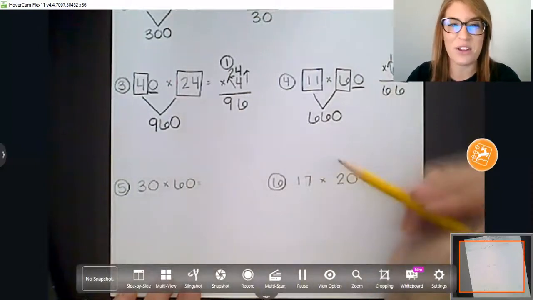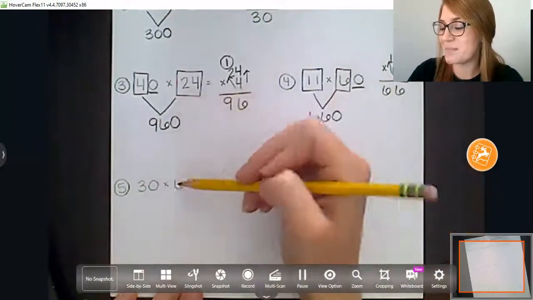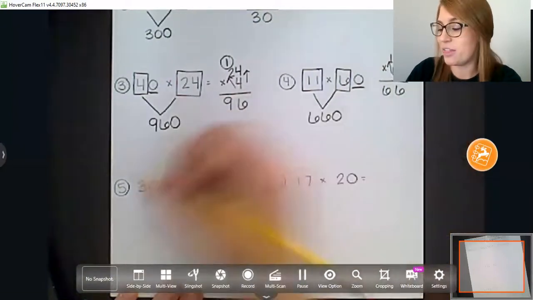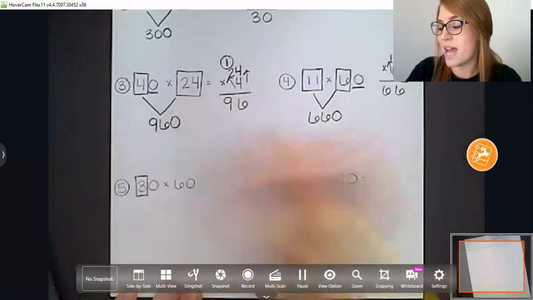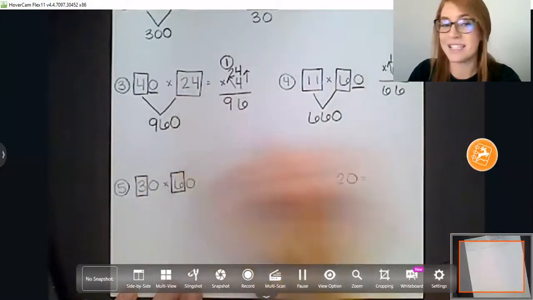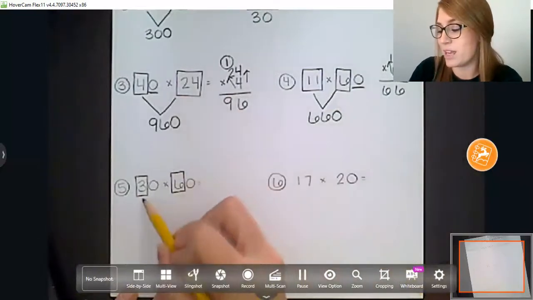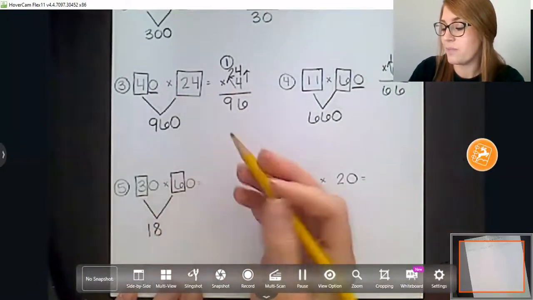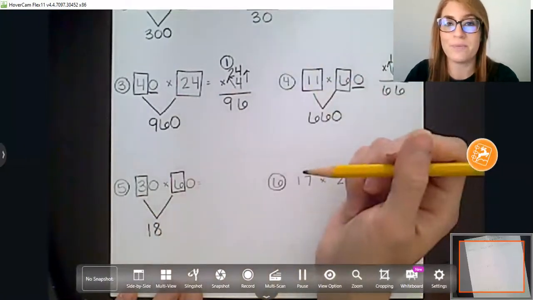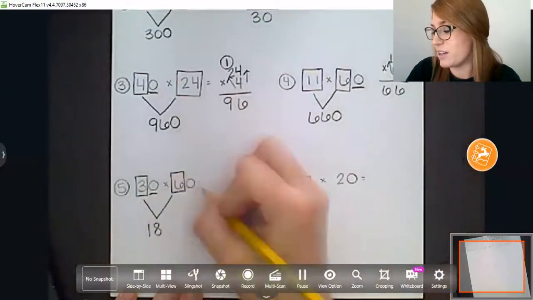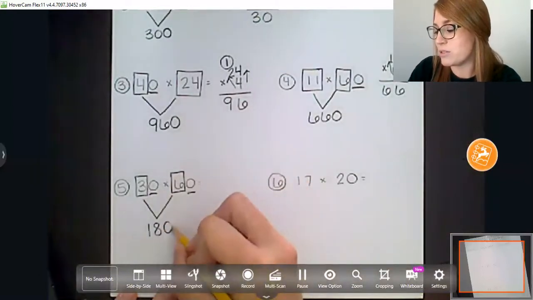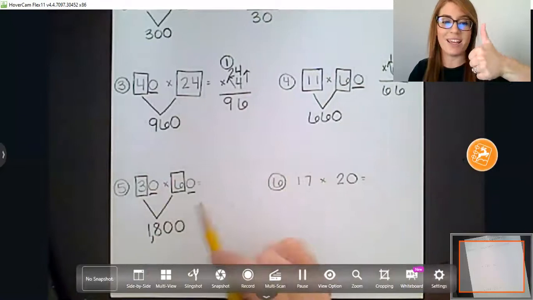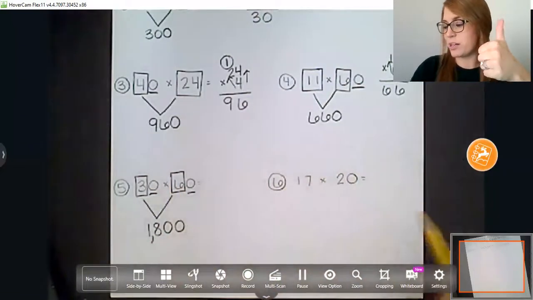Okay, let's check and see if you got these right. Okay, 30 times 60, what can I pull out to help me solve that? Yeah, I see 3 times 6. What is 3 times 6? What did you get? 18 is correct. Very good. All right, how many zeros do you see? Very good. 2 zeros. So I'm going to add 2 zeros to the end, and you should have gotten 1,800. Thumbs up if you got 1,800. Good job, guys. So super smart.